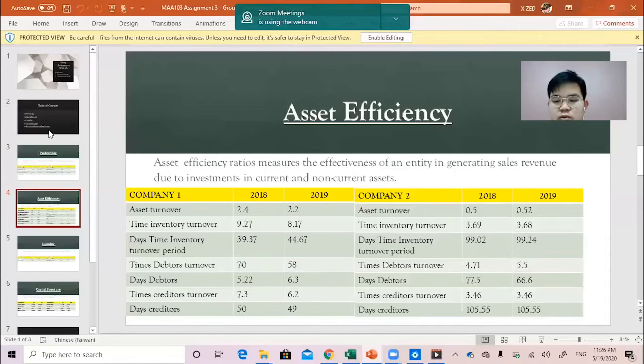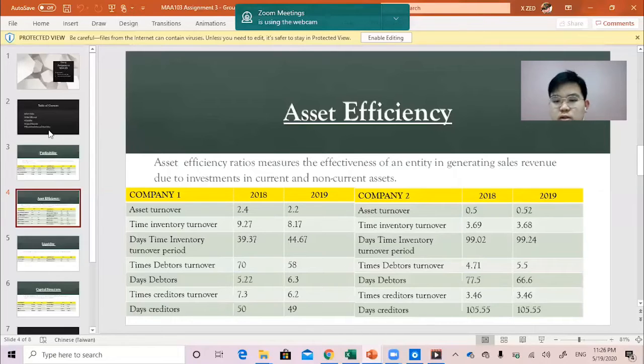Times debtor turnover shows the number of times per year that cash is collected from trade debtors during a period. In this term, we can see that company 1 is better than company 2 because the number of times cash is collected from debtors is higher.